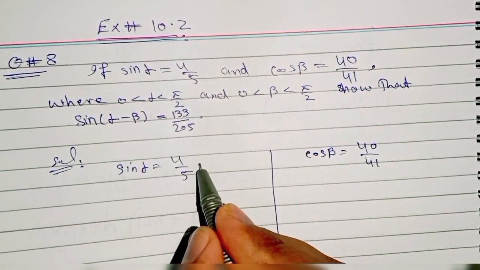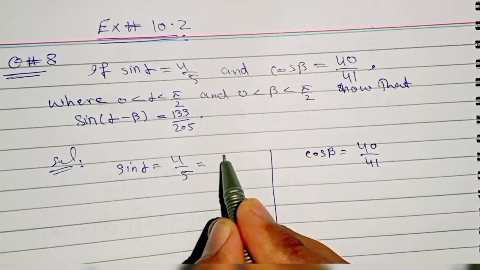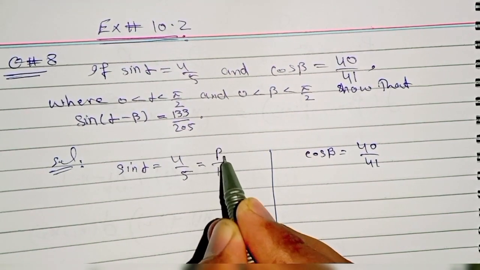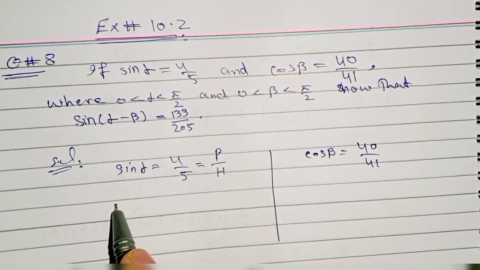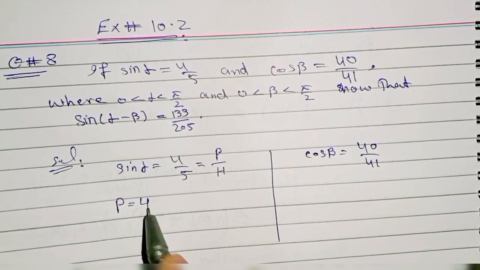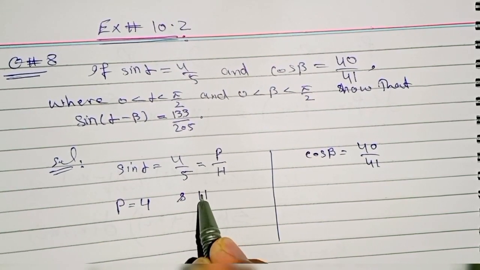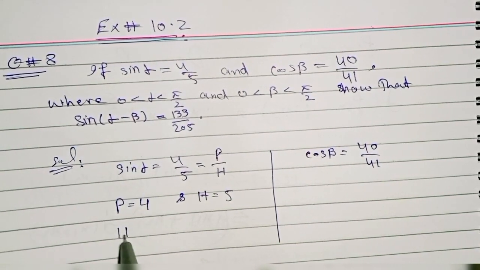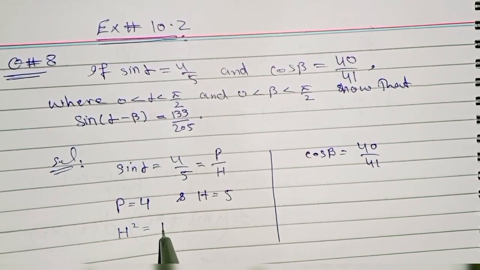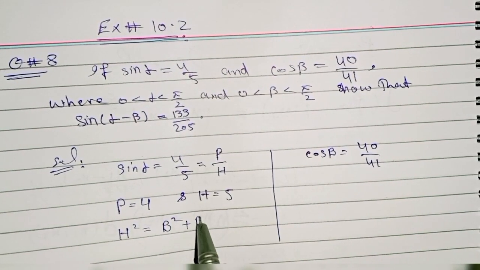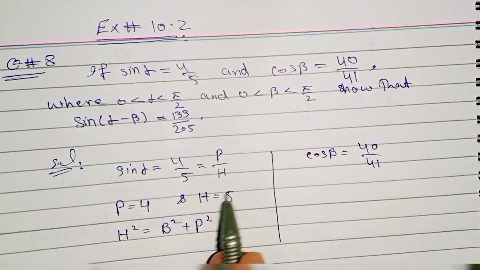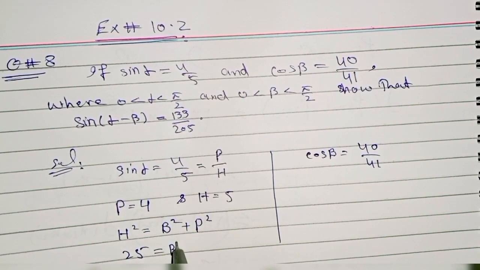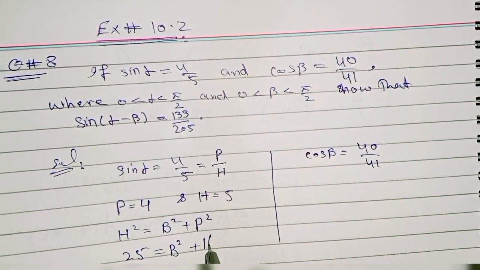We know that sin of alpha is perpendicular over hypotenuse. By comparing, we have P is equal to 4 and H is equal to 5. By Pythagoras theorem, hypotenuse square is equal to base square plus perpendicular square. 5 square, which is 25, is equal to b square plus 16.